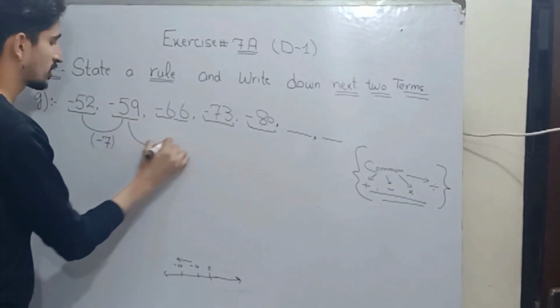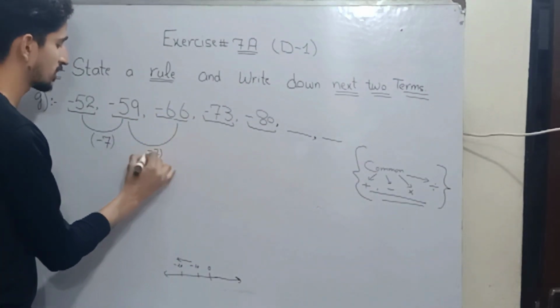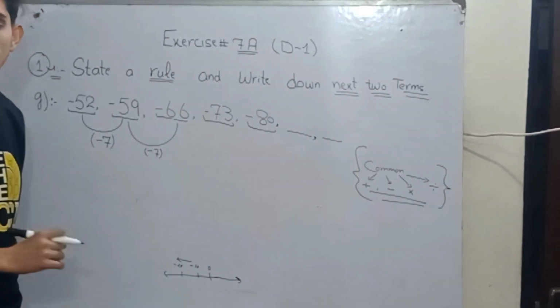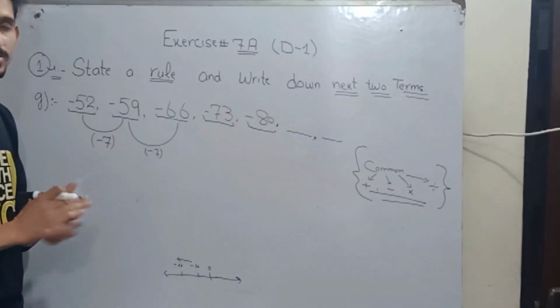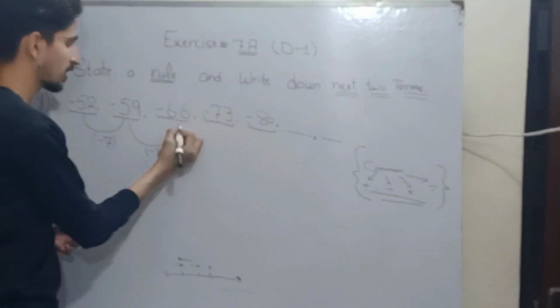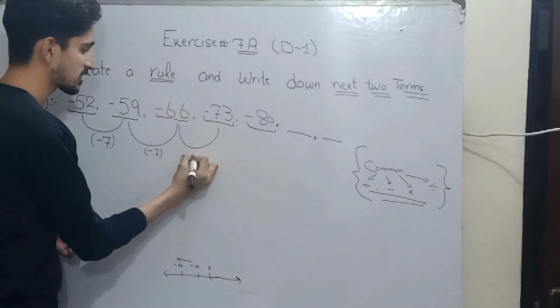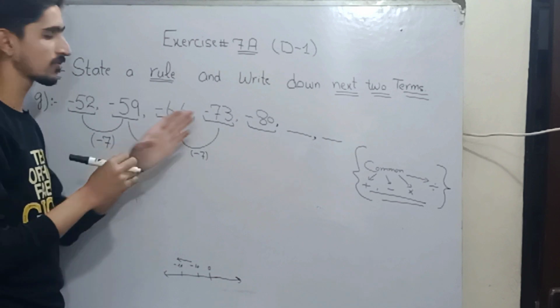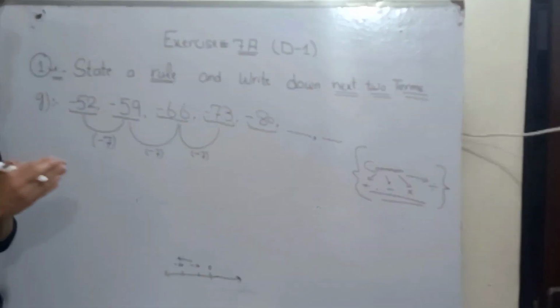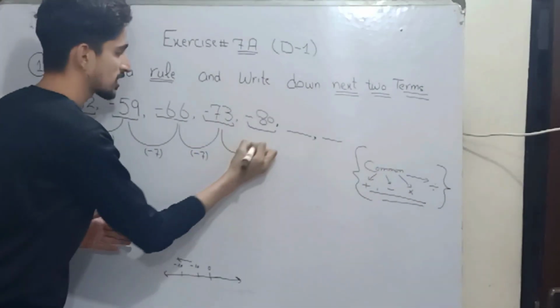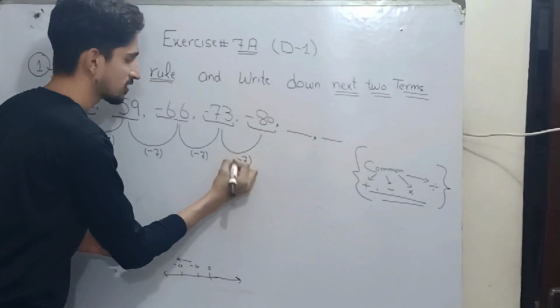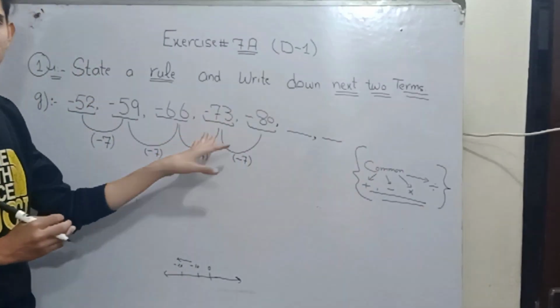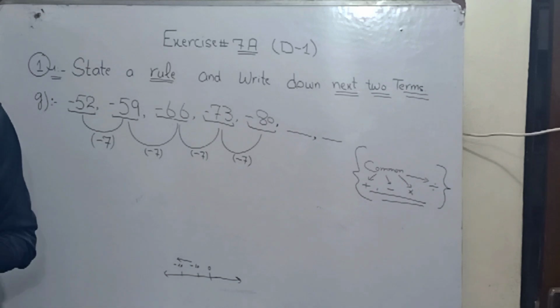And for the next term, if we subtract 7 from minus 59, we get minus 66. Again we subtract 7 from minus 66, and then we get minus 73. After this, if we subtract 7 from minus 73, then the next term will be minus 80.